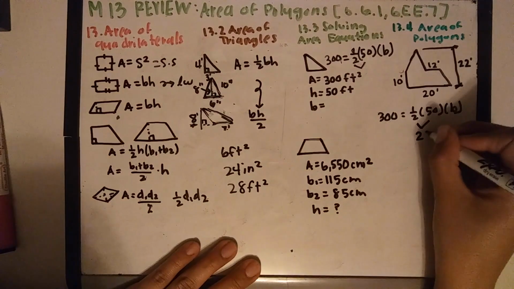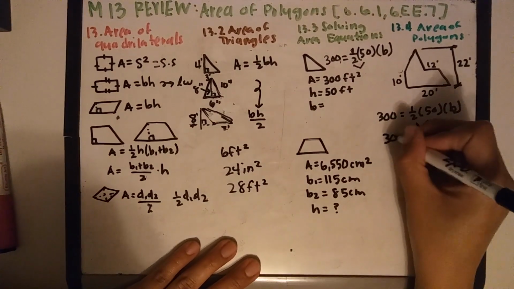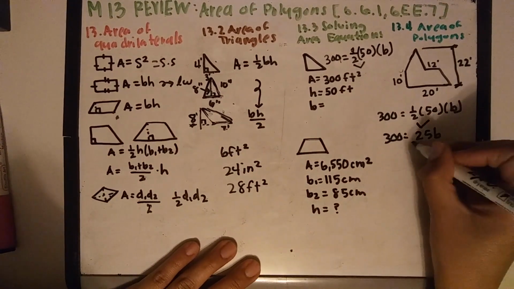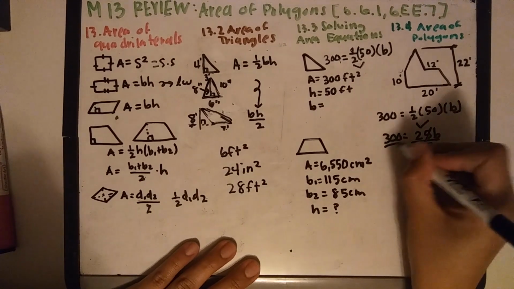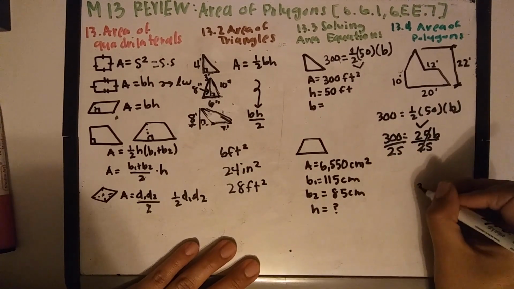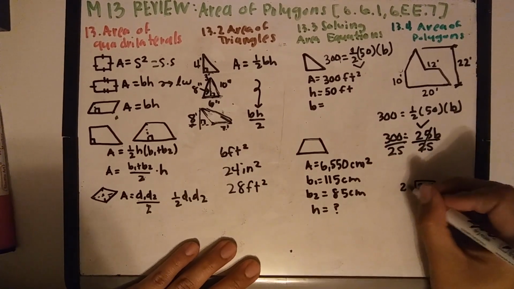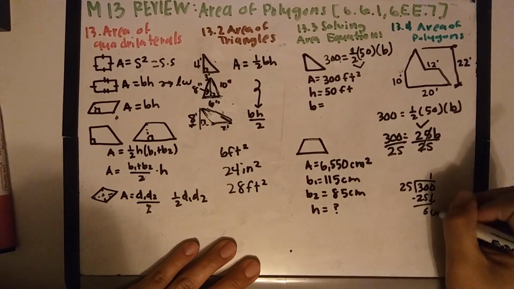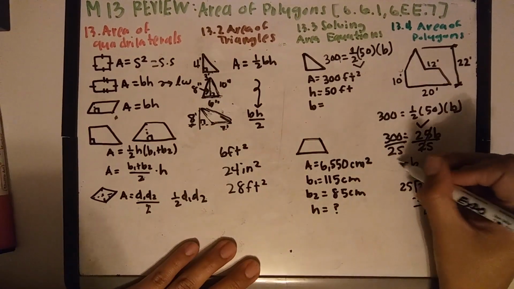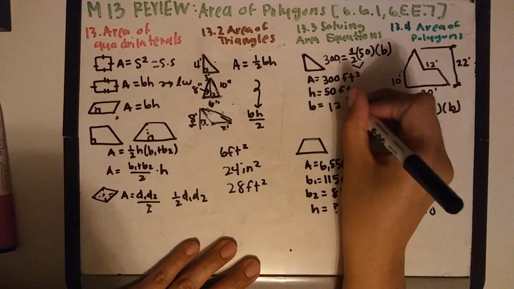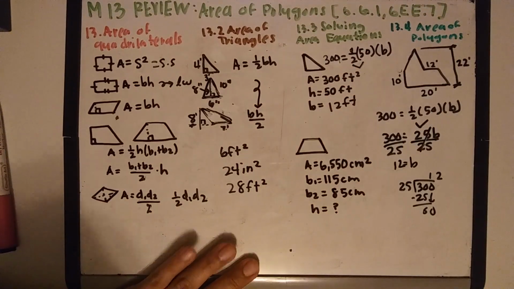Half of 50 is 25, so I have 25b, and then I have 300 on the other side. Inverse operation tells me to divide because that's been multiplied. What I do to one side, I do to the other side, and I do 300 divided by 25, 12. So then the base is 12 feet. Okay.